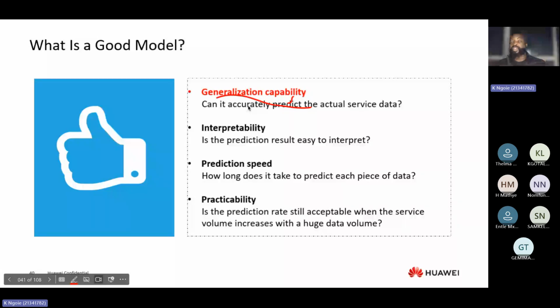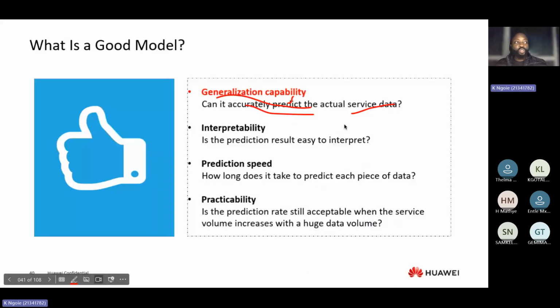So basically, if you created your model using certain data, now when you bring new data that you've never used in training, you can see how your model is performing with that new data. So that's the generalization capability. Another thing is the interpretability. Is the prediction result easy to interpret?